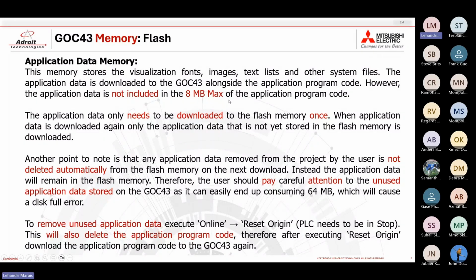To remove the unused application data, in your engineering software you can go to online and reset origin. Your PLC needs to be in stop mode for this. This will also delete your application program code, so it's most useful doing this once you try and download a new project to your GOC.